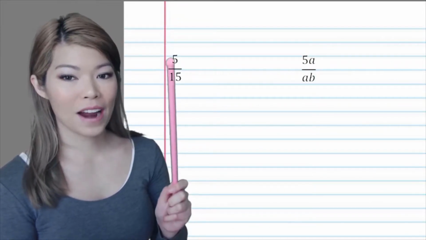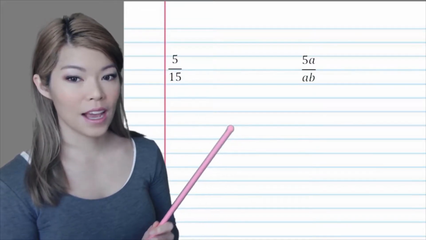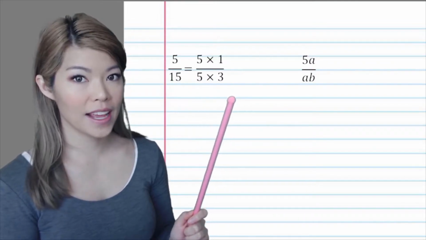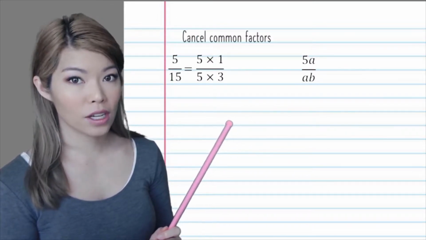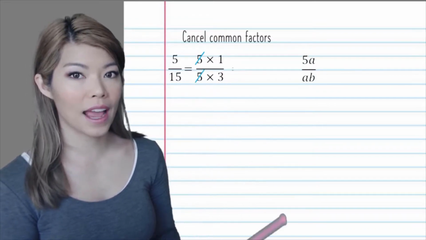Here we have the fraction 5 over 15. How would you normally simplify this? We can write them out as factors, 5 times 1 over 5 times 3, and then we would cancel out common factors. So the 5 would be cancelled and we're left with a third.